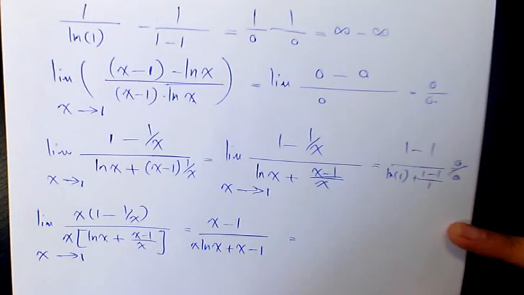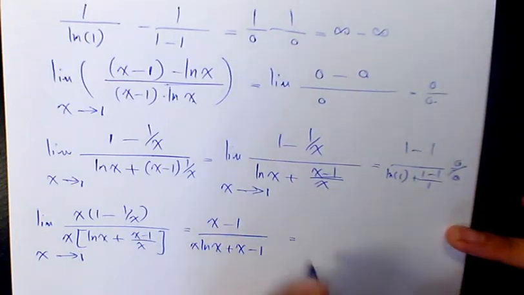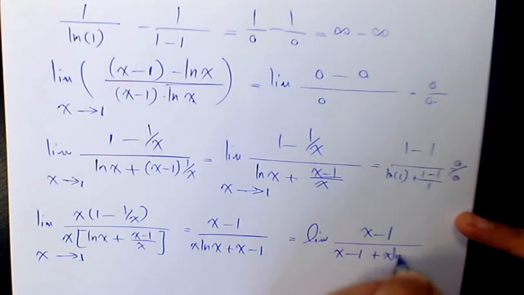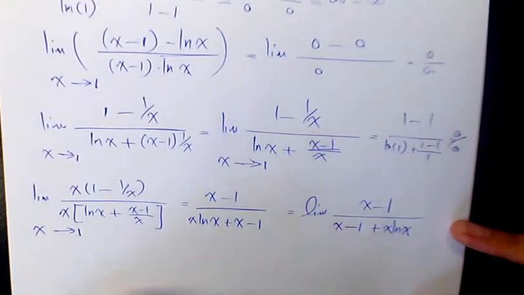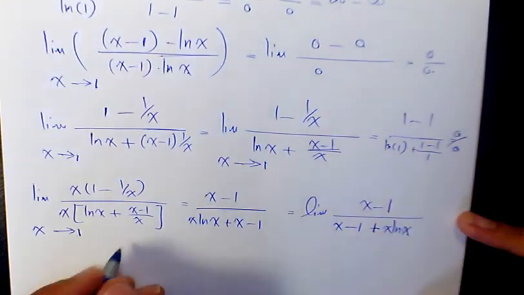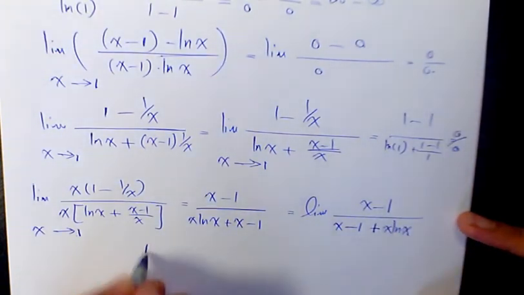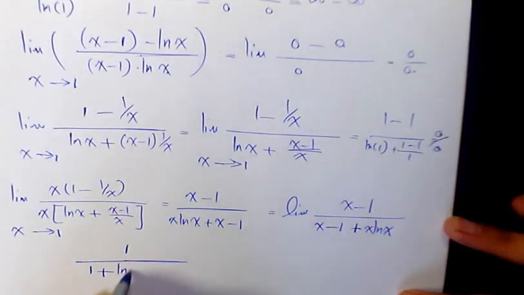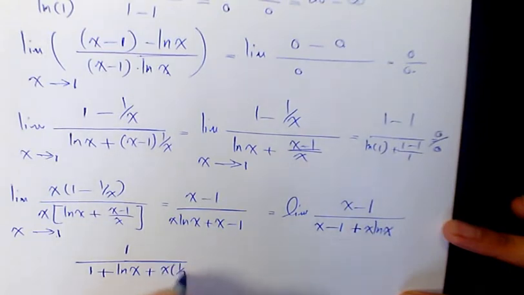Then what we can do, we have limit of x minus 1 over x minus 1 plus x ln x, which will be, when you find out the derivative of numerator and denominator, it's going to be 1 over 1 plus derivative of x ln x is going to be ln x plus x over x, which is going to be like that.